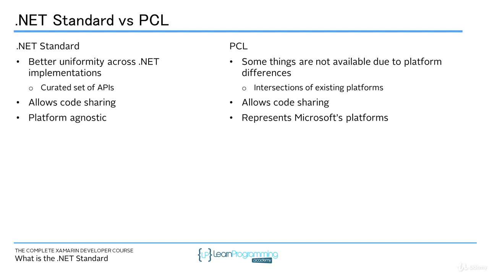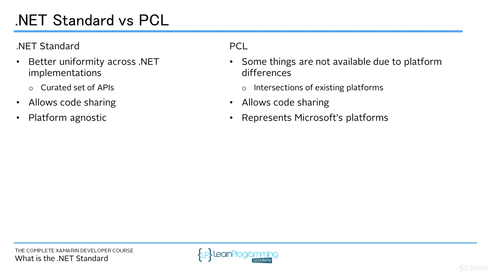The PCL, on the other hand, is going to make some things available to some platforms and some things to others. This is performed by intersections of existing platforms, meaning that if something can work on both Xamarin iOS and Xamarin Android, then a PCL that targets both of these platforms will make everything that is shared between these platforms available. But if suddenly the PCL has to target also Windows, then the intersection is smaller because there are fewer things inside of the platform that are shared between Android, iOS, and Windows, and so on.